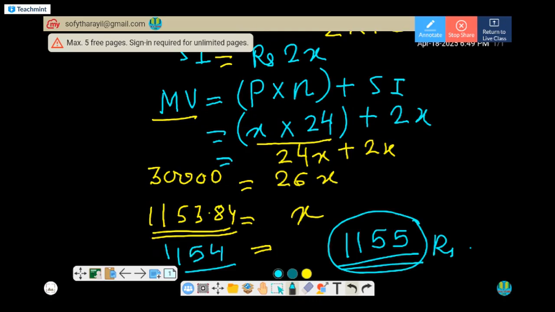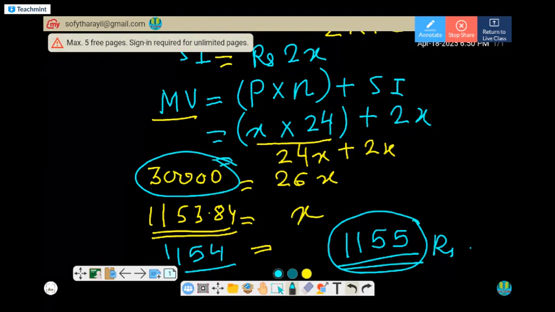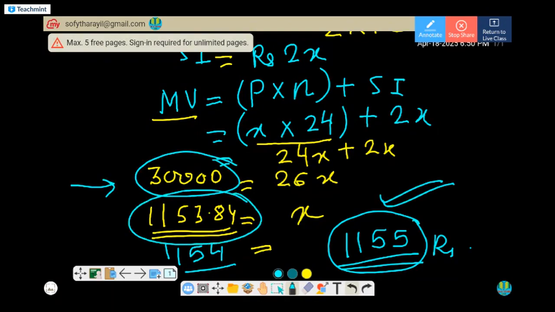But the condition was that he wants that amount to be in the multiple of 5, then we will go by this number. Otherwise, as per his target, he wanted 30,000 after 2 years. According to that, if he is going to pay this 1,153.84, he will get exactly this much amount. But because he is willing to pay something in the multiple of 5, and if we bring about this number, he will get little extra than 30,000.